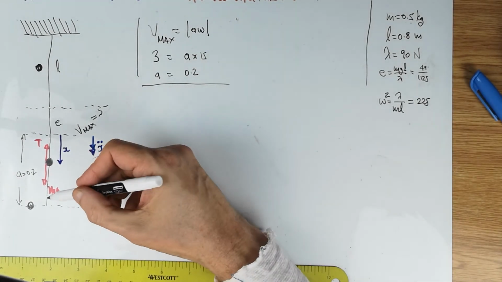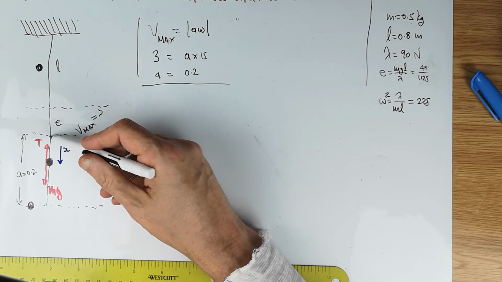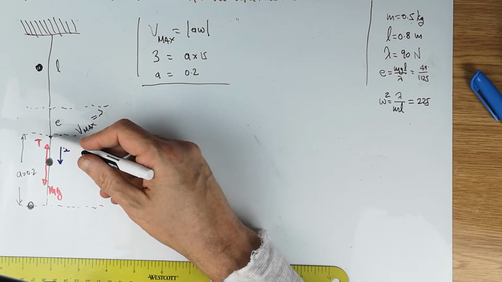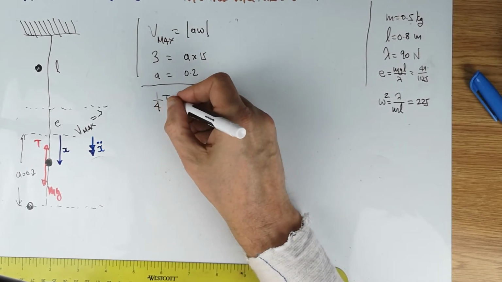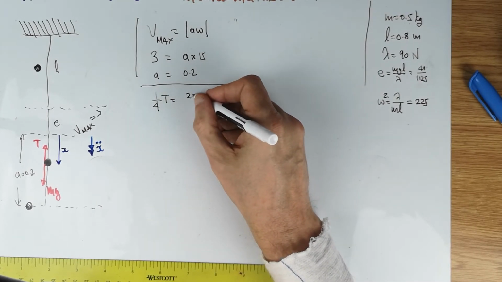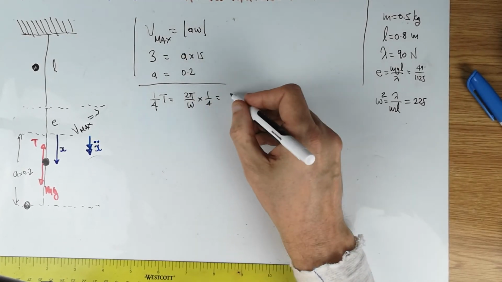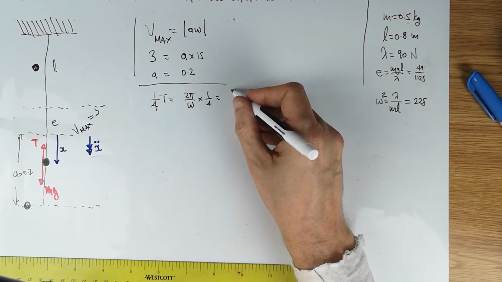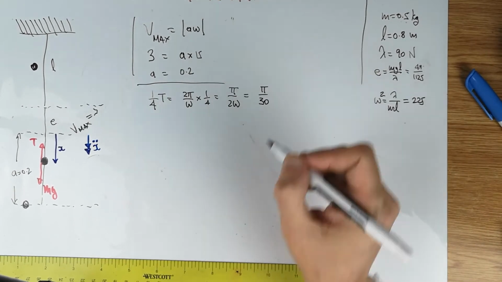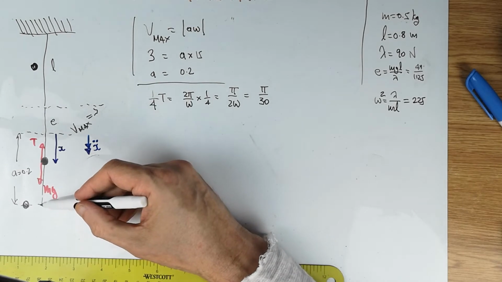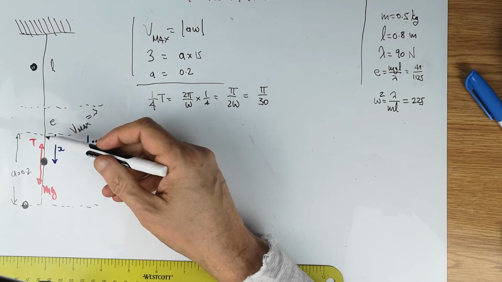What I'm going to do is first of all consider from there to there. That's a quarter of the period, because I'm after time. So going from there to there, a quarter of the period. So a quarter T, the period's of course 2 pi over omega, times a quarter, and that is pi over 2 omega. So that's pi over 30. That's how long it takes to move from release until it reaches the center of the oscillation.